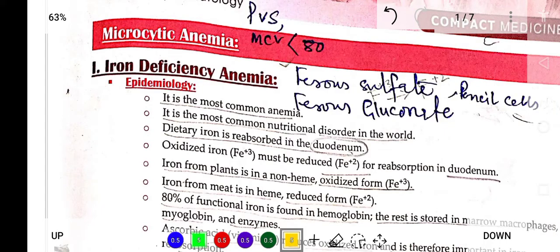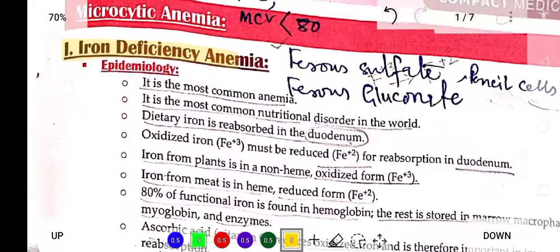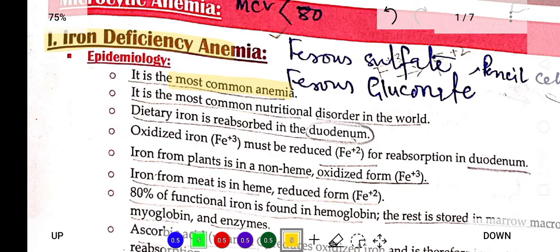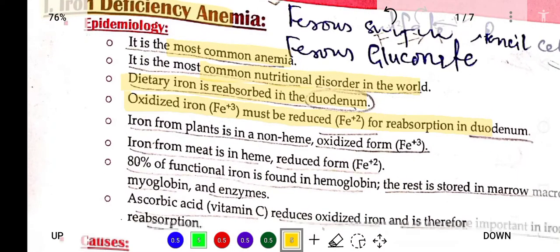Okay, so now we will be looking at types of anemias. So first of all, the most common type of anemia is iron deficiency anemia. It is the most common type of anemia and the most common nutritional disorder worldwide. Dietary iron is absorbed in the duodenum, and oxidized iron must be reduced to ferrous 2 for reabsorption in the duodenum.